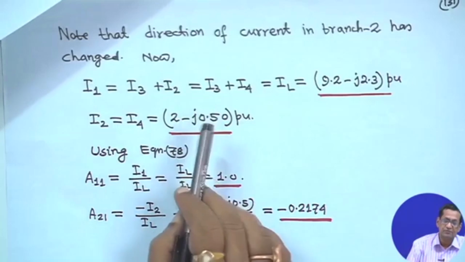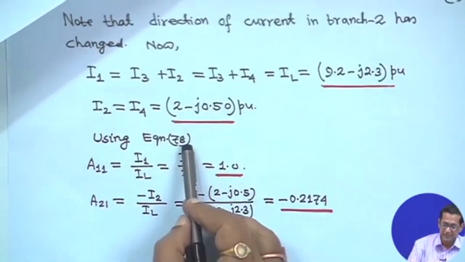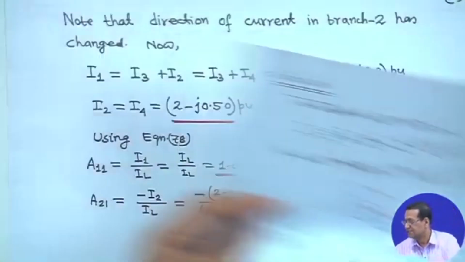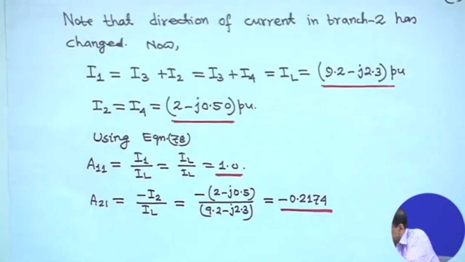So, all these currents we have got. Now, using equation 78 A 11, if you go to the equation, let me find it, just hold on.